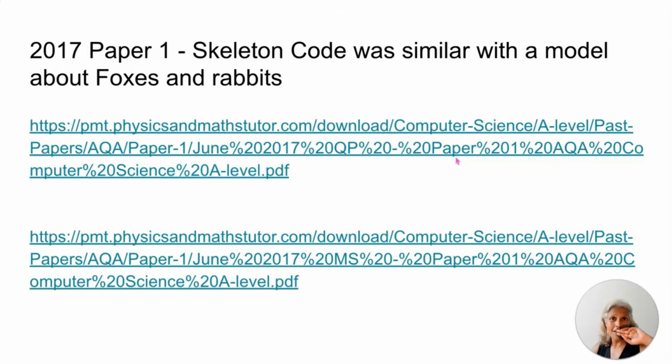2017, which is almost 10 years ago, had some very similar skeleton code about modelling foxes and rabbits and how their populations changed over time. I'll put the links in the video, but it's quite good to get an idea of what sort of questions they could ask.